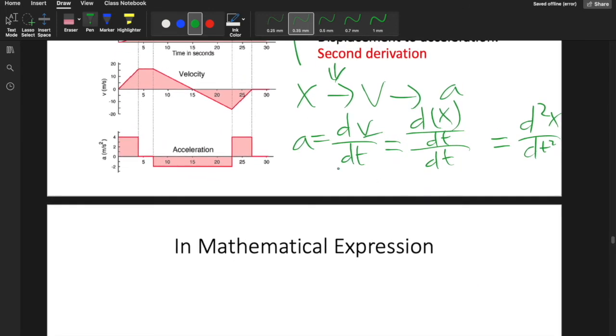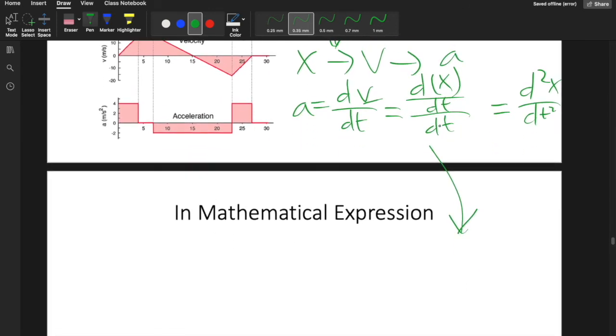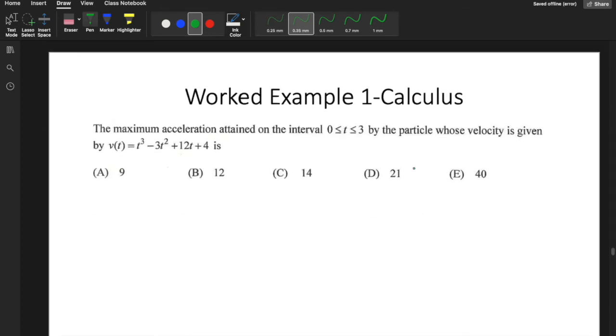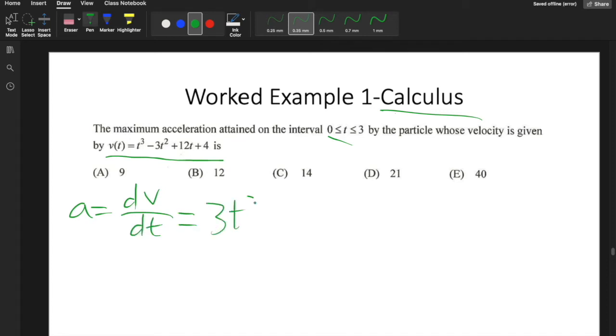So in mathematical equation, this is what I mean. There are several examples based on calculus. Don't worry if you have not learned it. The maximum acceleration attained on the interval of 0 to 3 by a particle whose velocity is given by this function. Acceleration is equal to the derivative of velocity with respect to time. So apply the chain rule.